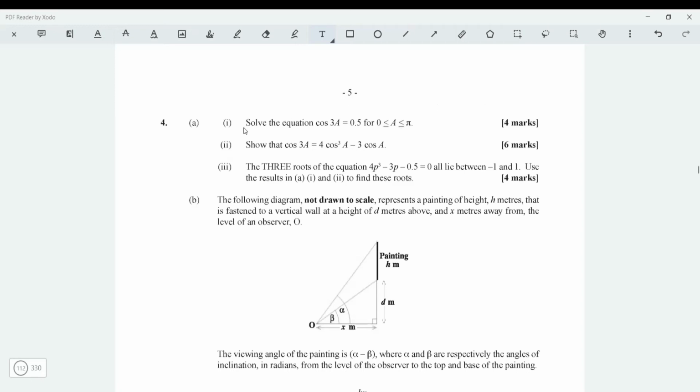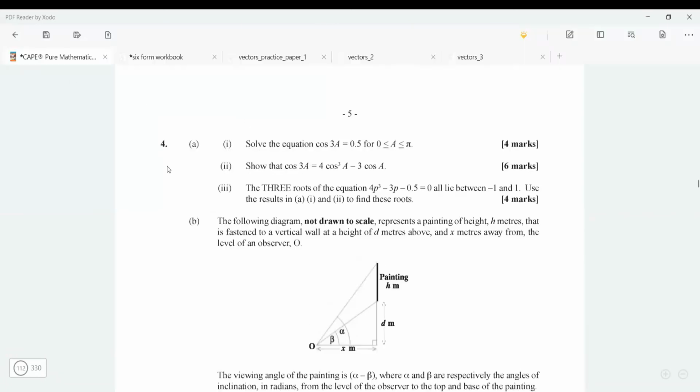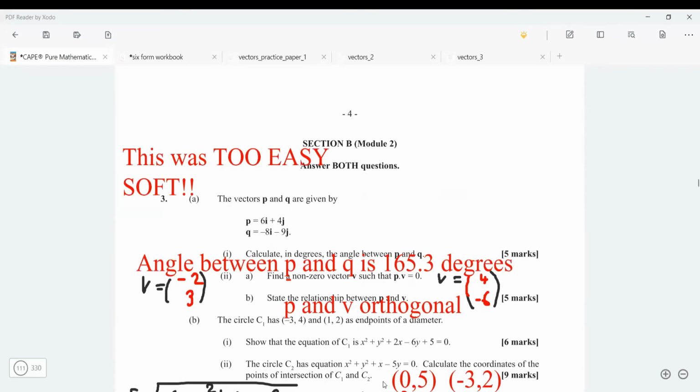All right, so you have to write that the points of intersection are those two things, right? I can't just leave it. Don't leave it like that, right? You write that the points of intersection are 0.5 and minus 3.2. Yeah, that's the concluding statement.